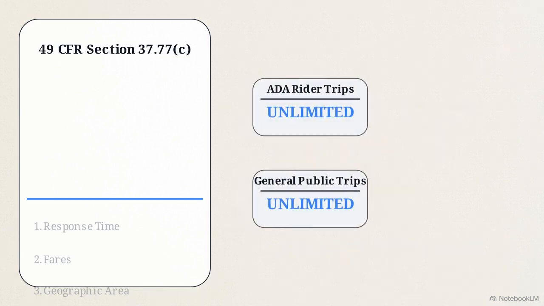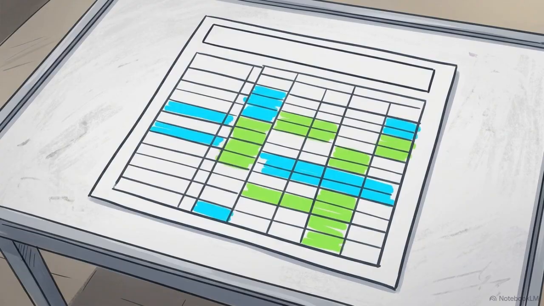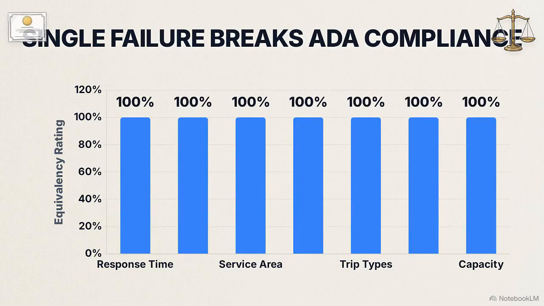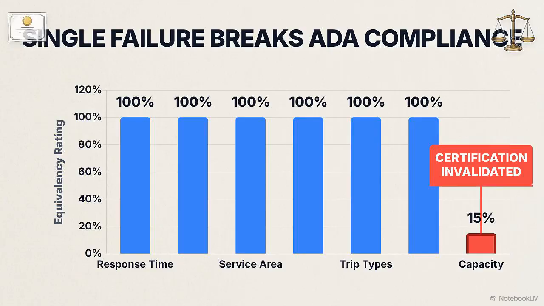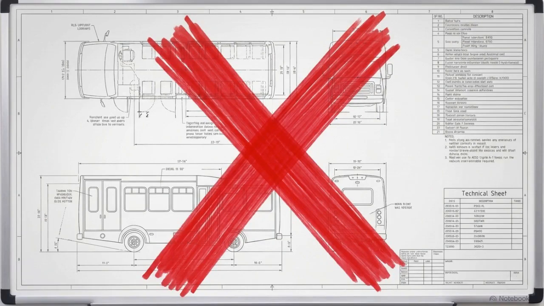Factor 7 is the other major failure point: capacity constraints. You cannot apply trip count limits or waiting lists to individuals with disabilities if those same limits do not exist for the general public. You document all 7 of these factors, side by side, using a standardized equivalency monitoring worksheet. If the data reveals a gap in even one of those 7 categories, the entire system fails the equivalency test, and the certification becomes invalid.